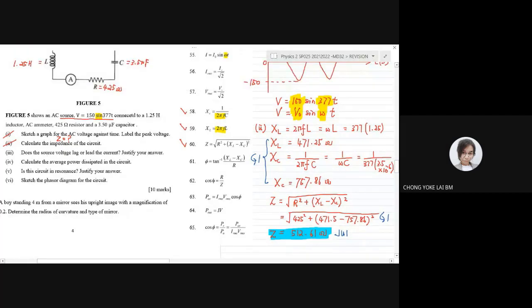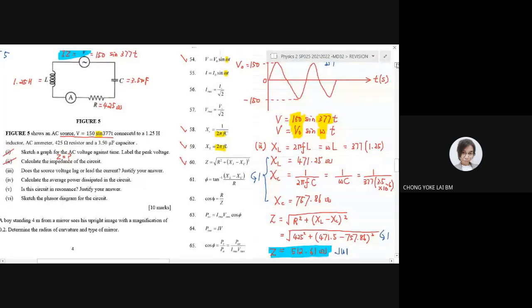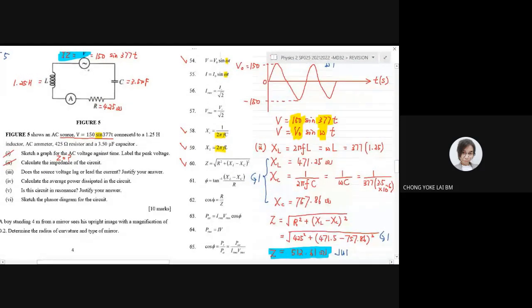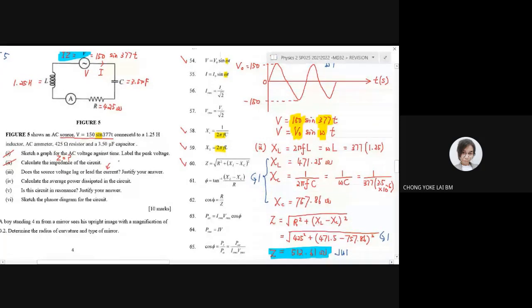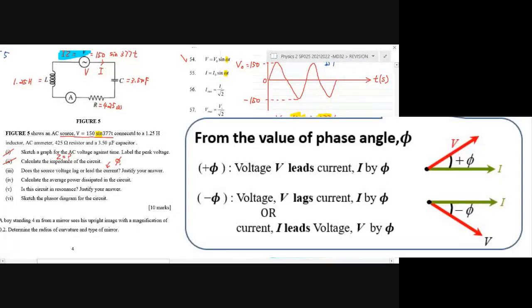Does the source voltage lag or lead the current? Justify your answer. So class, the question asks you, nilai V ni, the source voltage, dan current yang flow dalam circuit, voltage ni lagging the current or leading the current. So, nak tahu siapa lebih cepat, siapa lebih lambat, kita refer kepada apa? Kita kena kira phase angle. That's why dia kata justify your answer.